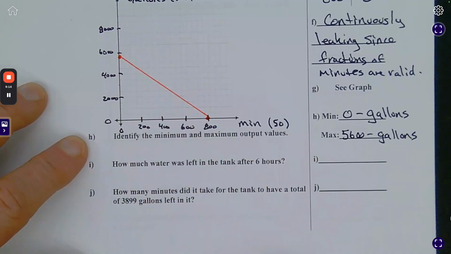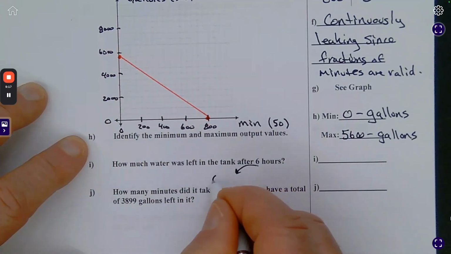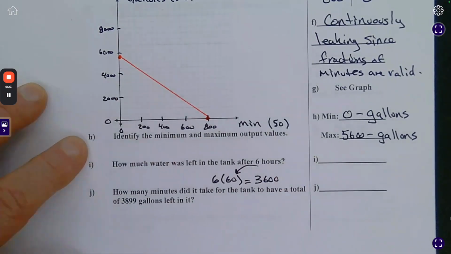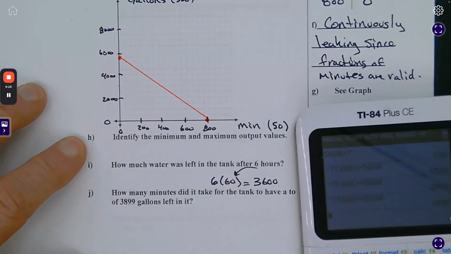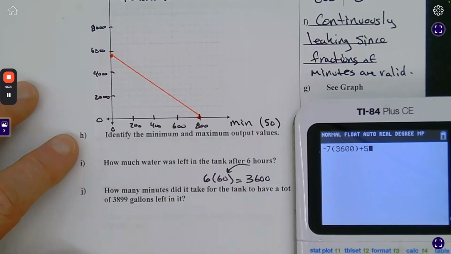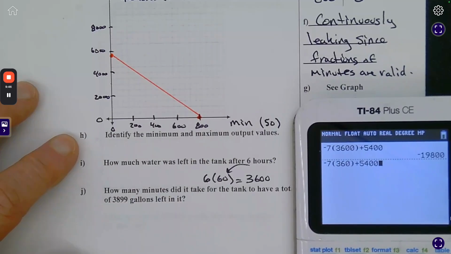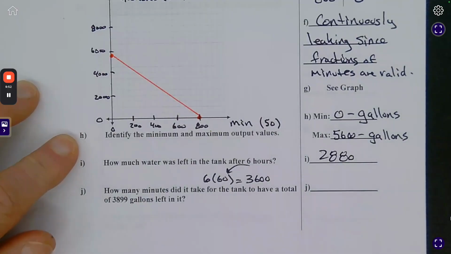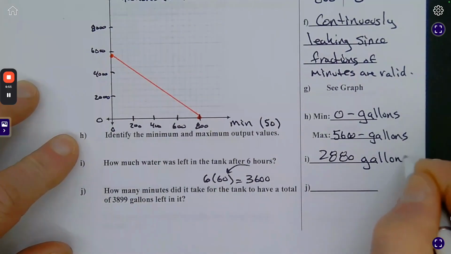How much water is left in the tank after 6 hours? Okay, we've got to convert that to minutes. There are 60 minutes in an hour, so that's 360. Go to your calculator and do -7 times the number of minutes, to find out how many gallons are left, plus the initial amount. Woo! That's crazy. Way too many. I typed in 3,600 by accident. 2,880 gallons. Make sure you use a unit of measurement here, please.